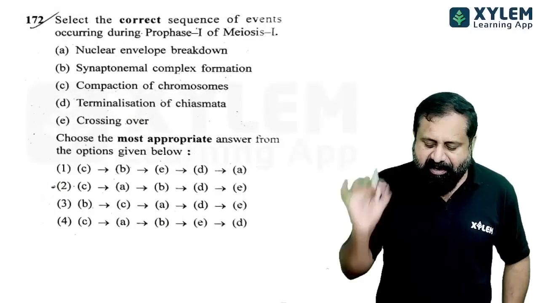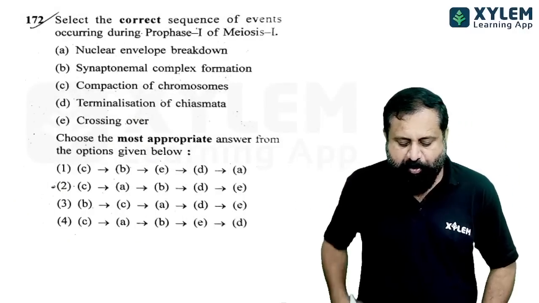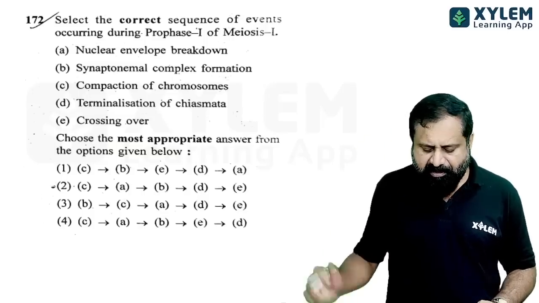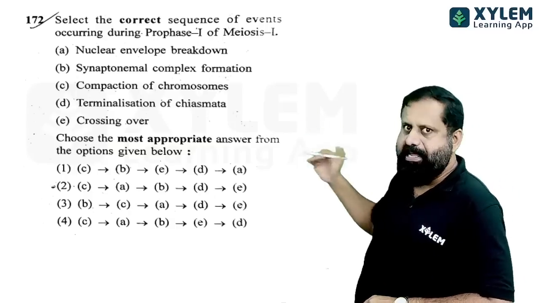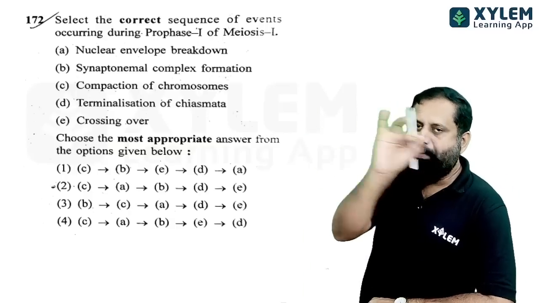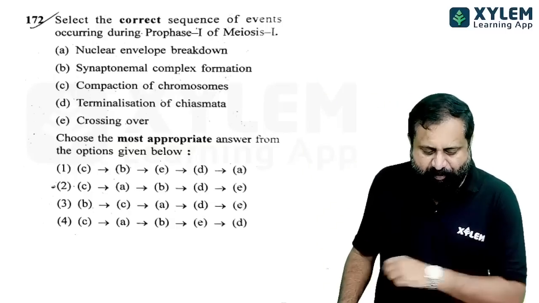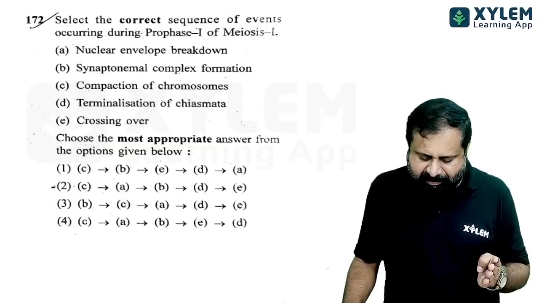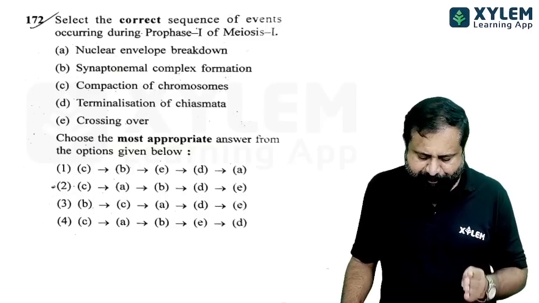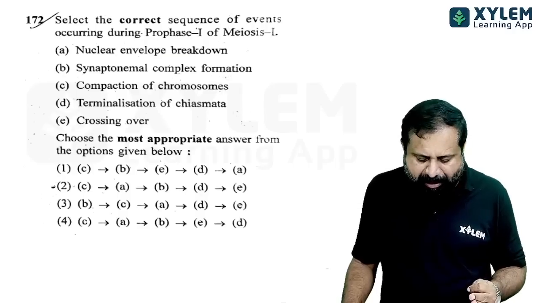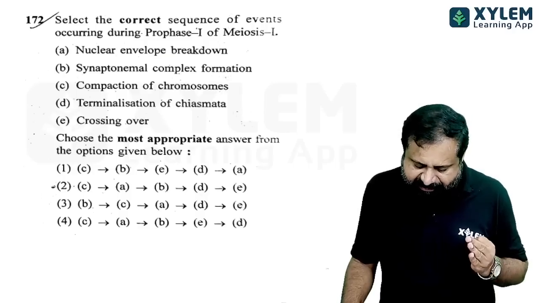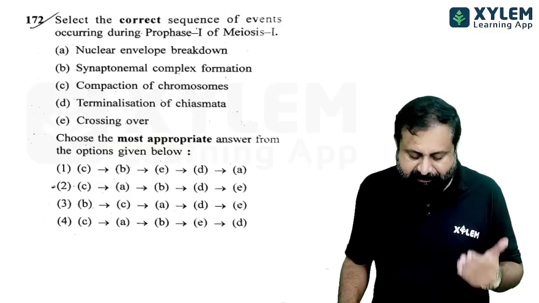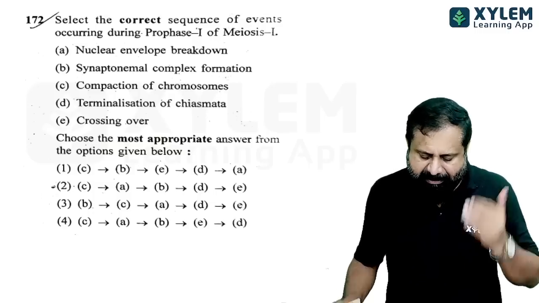172. Select the correct sequence of events occurring during prophase 1 of meiosis 1. Some statements are given A, B, C, D, E. You have to arrange them in the correct order. So 172, we can take it. C first, compaction of chromosome. B, synaptonemal complex formation. Then E, crossing over. Then D, terminalization of chiasmata. Then A, nuclear envelope breakdown.